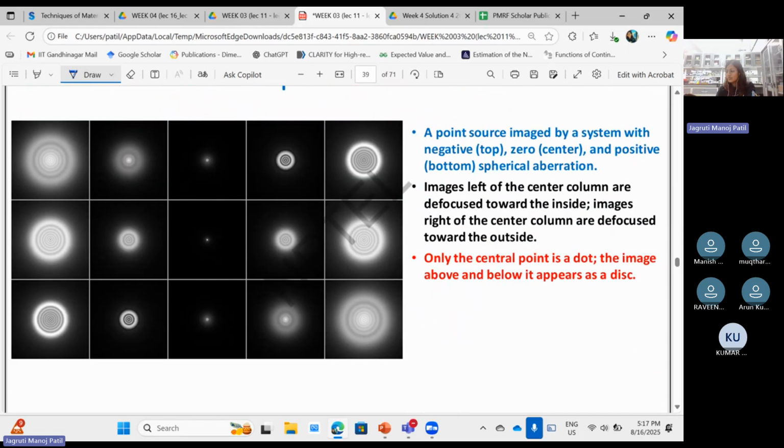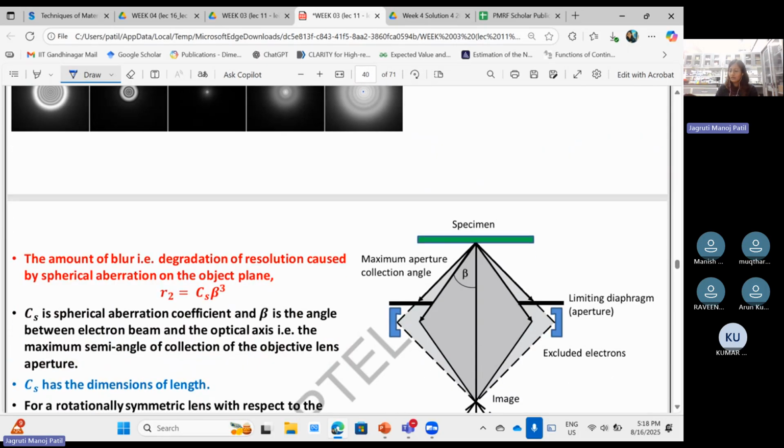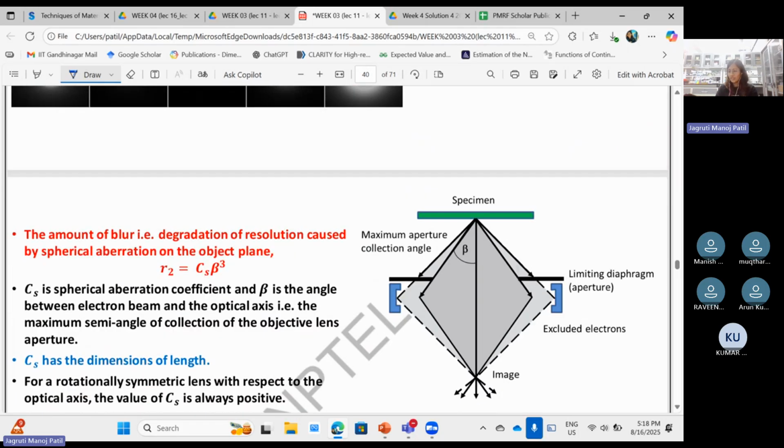Okay, so this is how you see in your image that if aberration is there, you'll see parallel concentric rings which are generated when your electron hits the specimen, and it is nothing but dissipating out and out. Only the central point is a dot, and next to it are rings that are nothing but blurred out. So that's the effect aberration causes. Somehow it relates to blurring or defocusing, something like that.